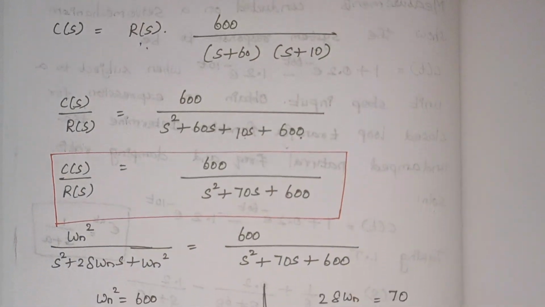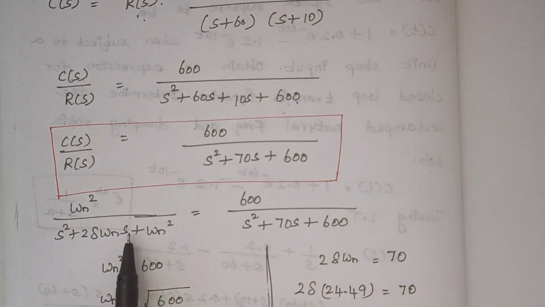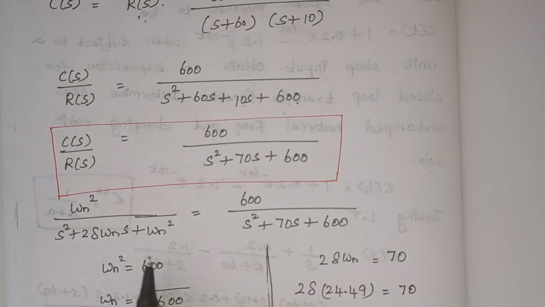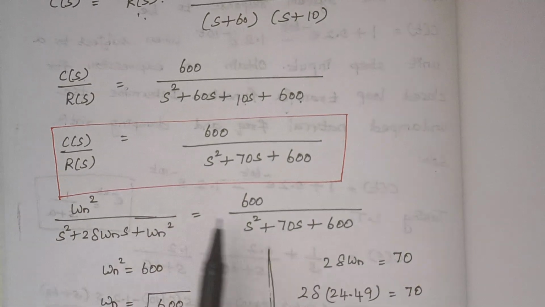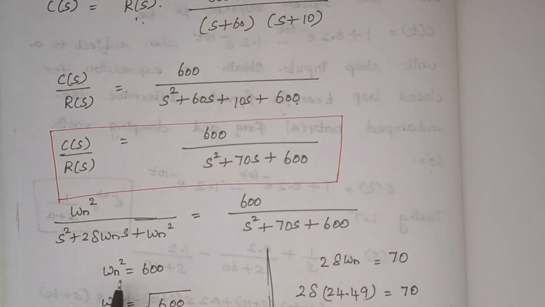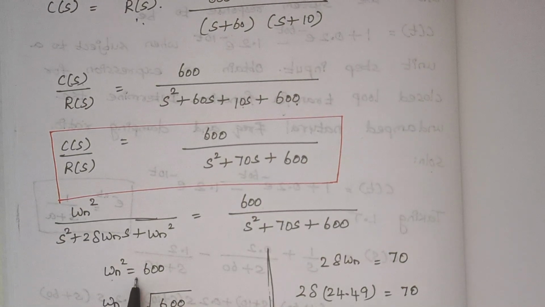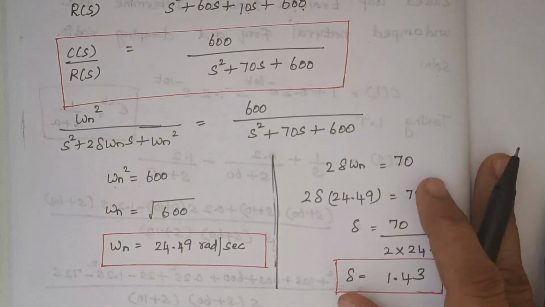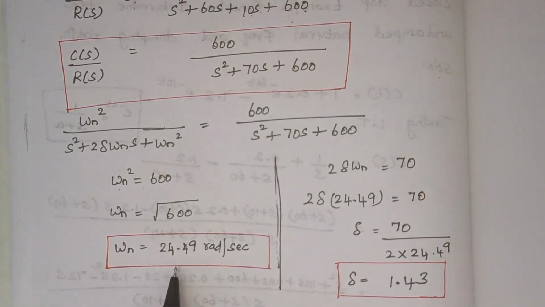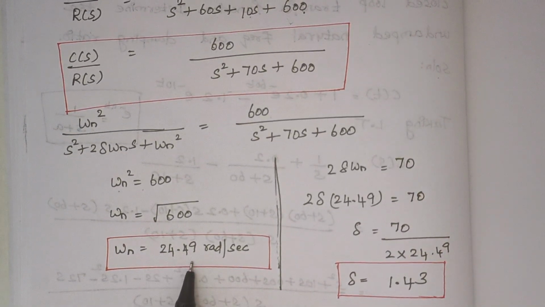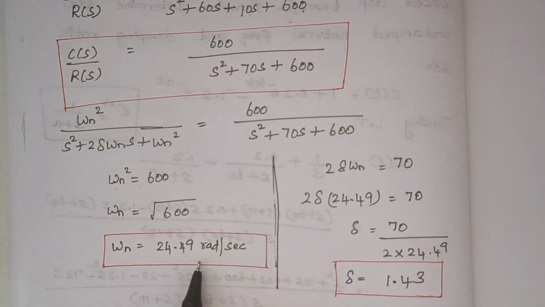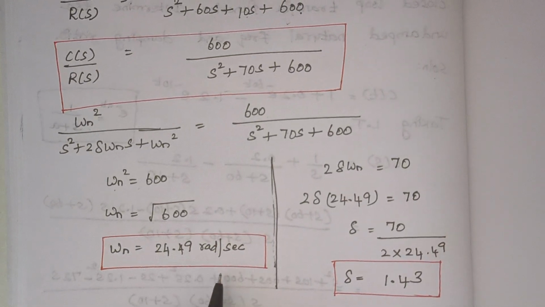Now I am going to compare this one with the standard form of the representation. So in the place of omega n square, I am having 600. So equate these two things: omega n square equal to 600. So omega n is nothing but square root of 600. And finally the answer is 24.49. Since it is a frequency, I am representing it as radians per second.